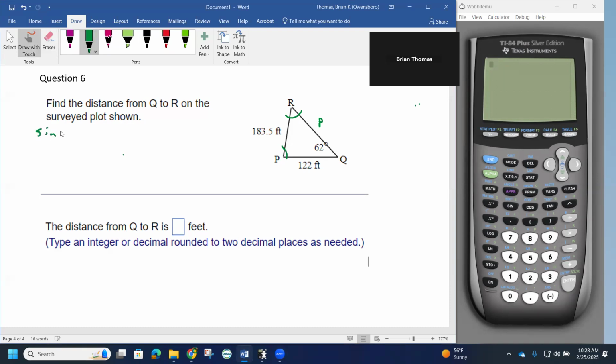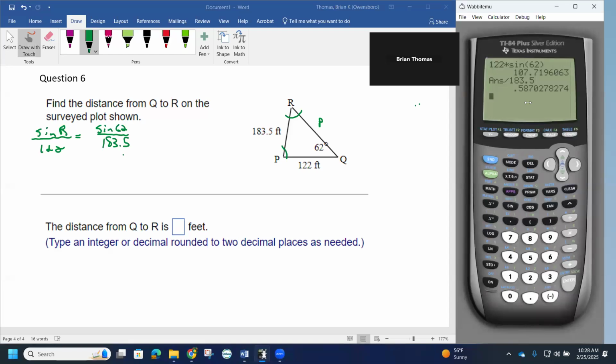So the sine of R over 122 is going to equal then the sine of Q, which is the sine of 62 degrees over 183.5. So if we cross multiply, we got to multiply the 122 times the sine of 62. Get that answer, and then divide that by 183.5. So that's going to give us this 5.87.